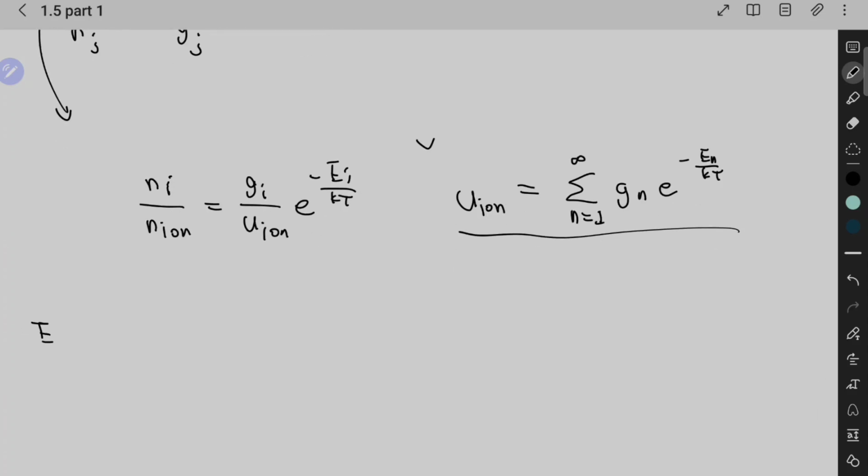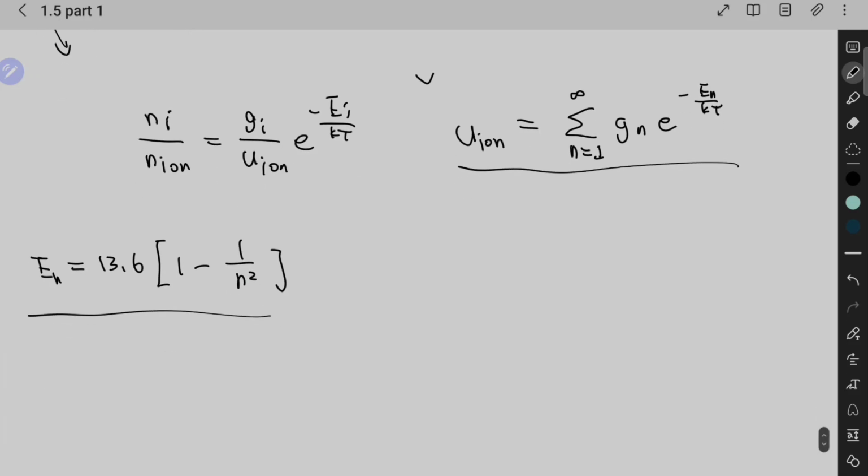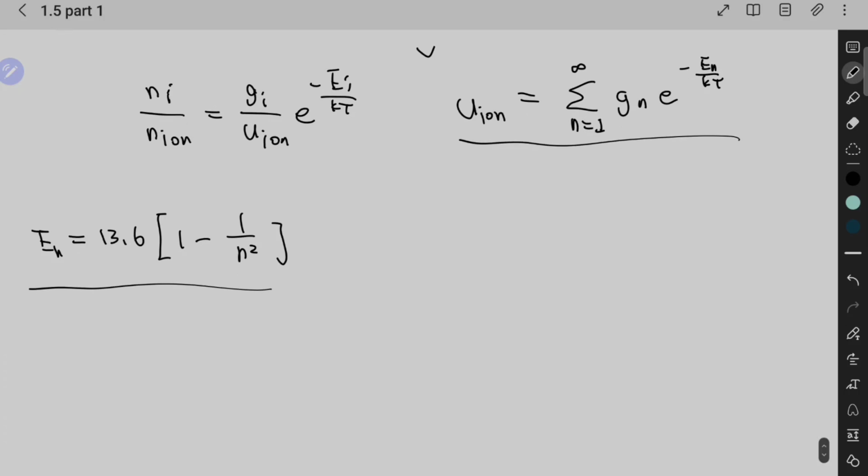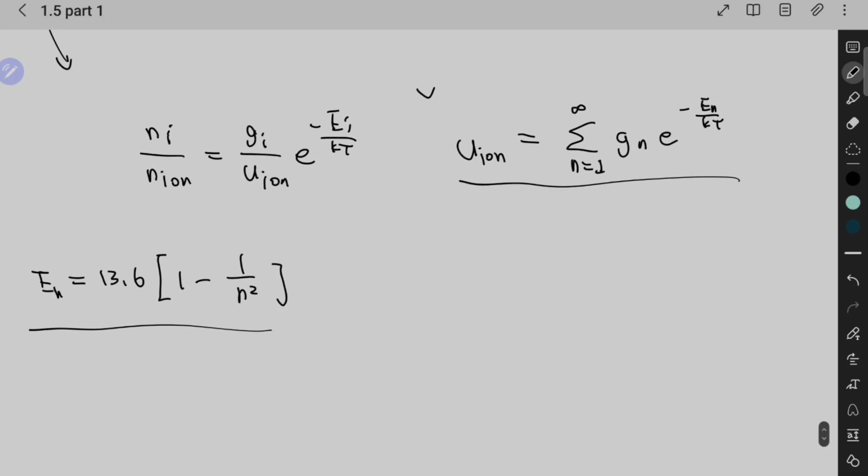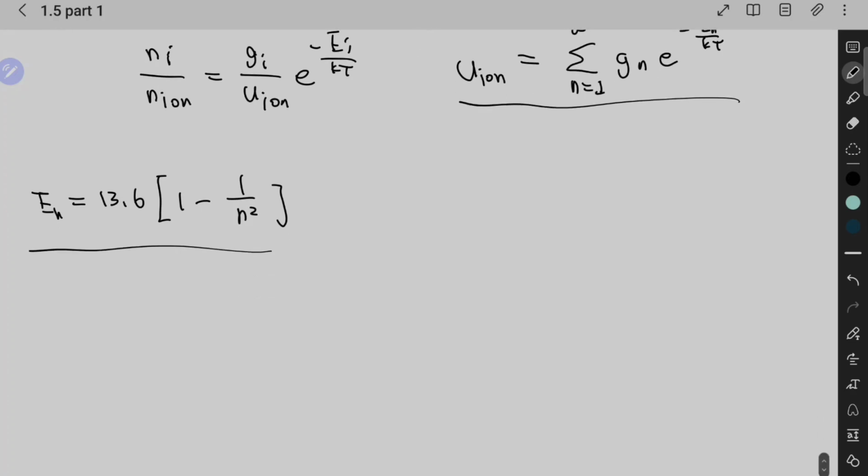So E_n is equal to 13.6 times (1 minus 1 over n squared). So what does this formula give us? This formula gives us the amount of energy for different energy levels, right? For example, if you want to figure out the energy level difference between level n equals 3 versus n equals 2, you just have E3 minus E2.